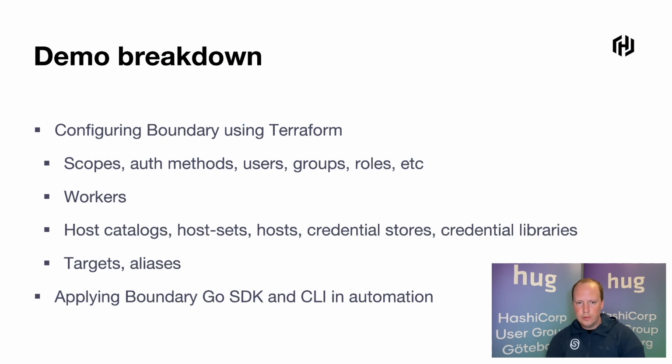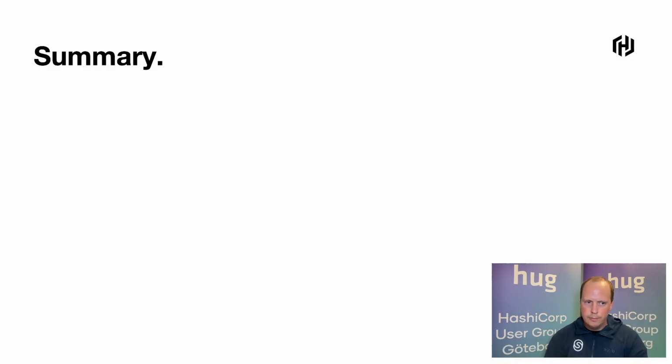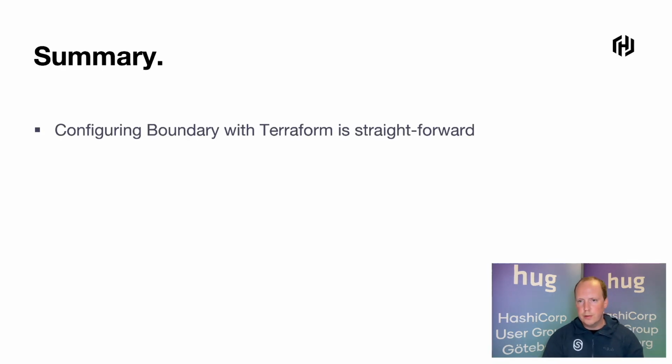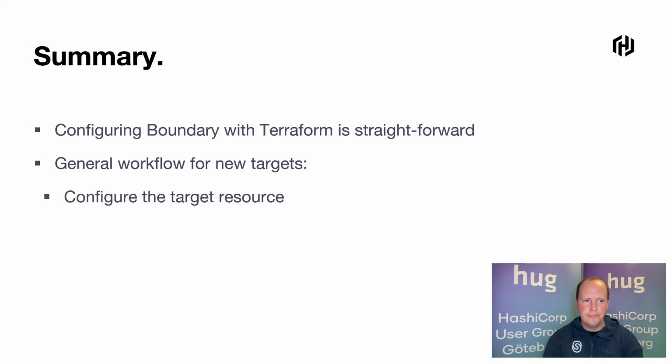All right, that was sort of a hurricane of information. So what did we actually learn here? Well, you will need to spend some time going through this code on your own, but what you will notice is that configuring Boundary with Terraform is fairly straightforward. Once you have all the basics set up, there will be some sort of general workflow for new targets, and this is no matter where your targets are running, so if it's in AWS or Azure or whatever.